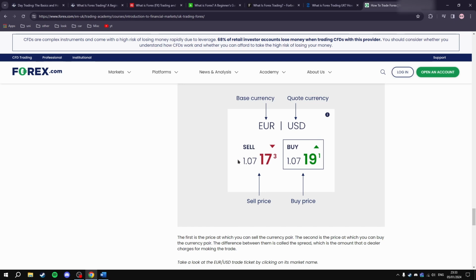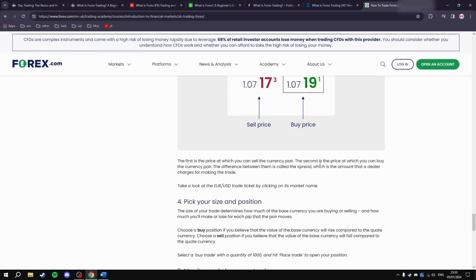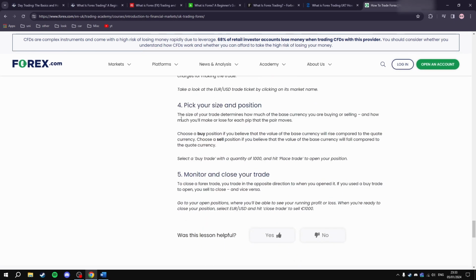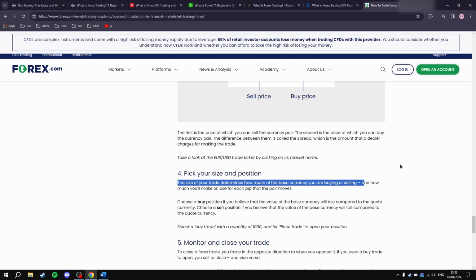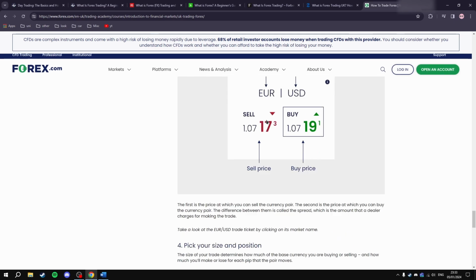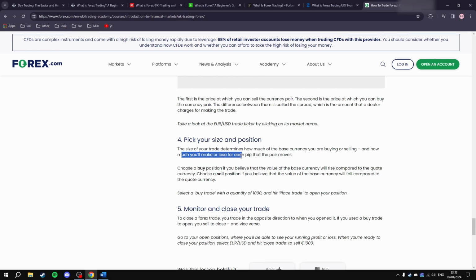You can sell the currency pair at this price, or you can buy it at 1.0719. Pick your size and position. The size of your trade determines how much of the base currency you're buying or selling, so this bit here, and how much you'll make or lose for each pip that the pair moves.